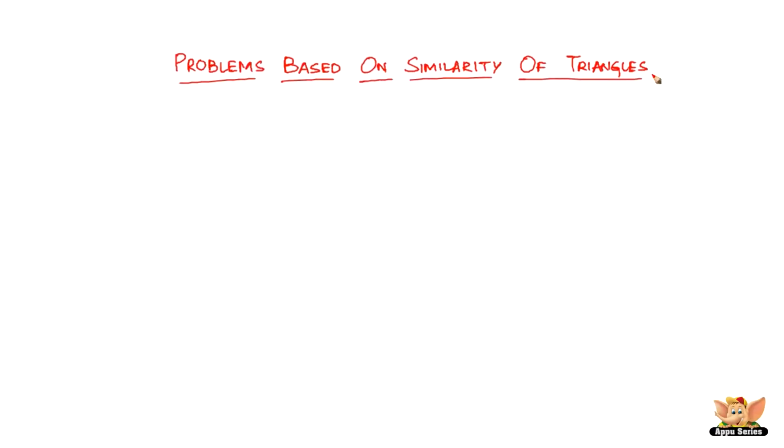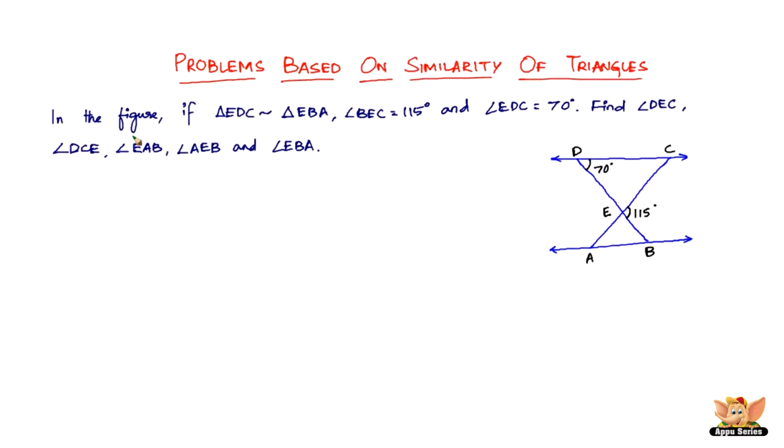Let us solve more problems based on similarity of triangles in this video. So we've got a question here which reads like this. In the figure given here, if triangle EDC is similar to triangle EBA and angle BEC equals 115 degrees and angle EDC equals 70 degrees, we have to find angle DEC.